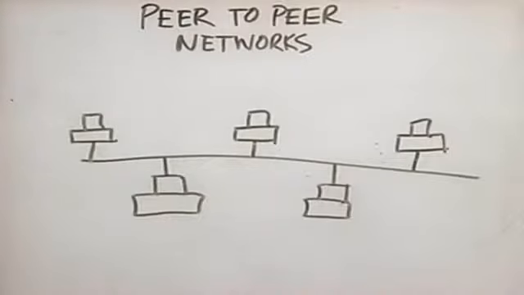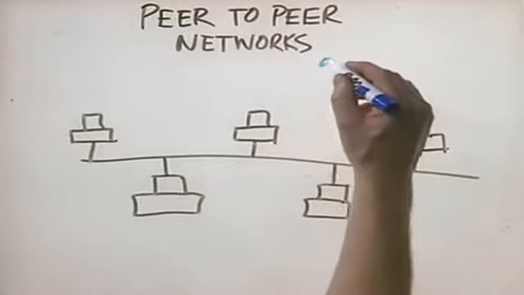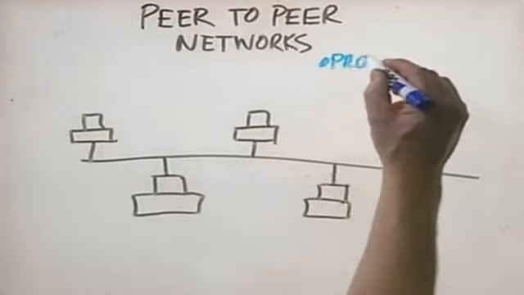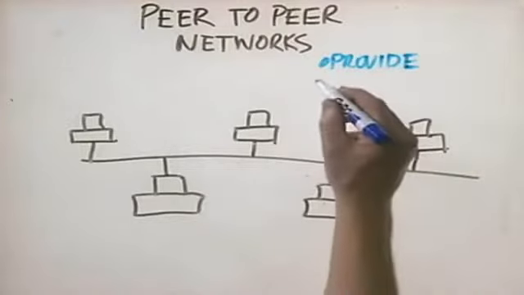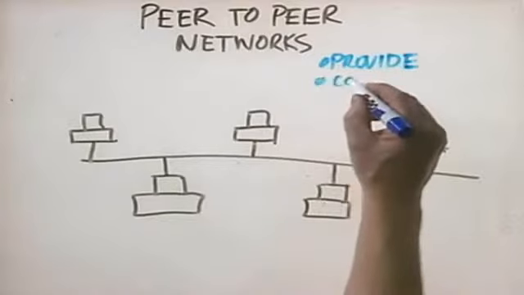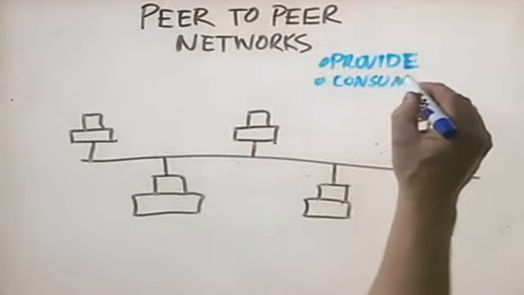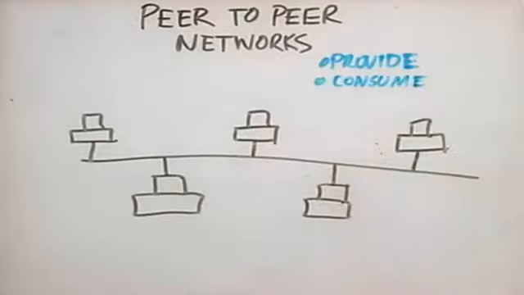The first one we want to look at is called peer-to-peer. In a peer-to-peer network, network hosts don't have a specific role that they play. In other words, hosts on a peer-to-peer network both provide network services, and also consume network services. What exactly does that mean?